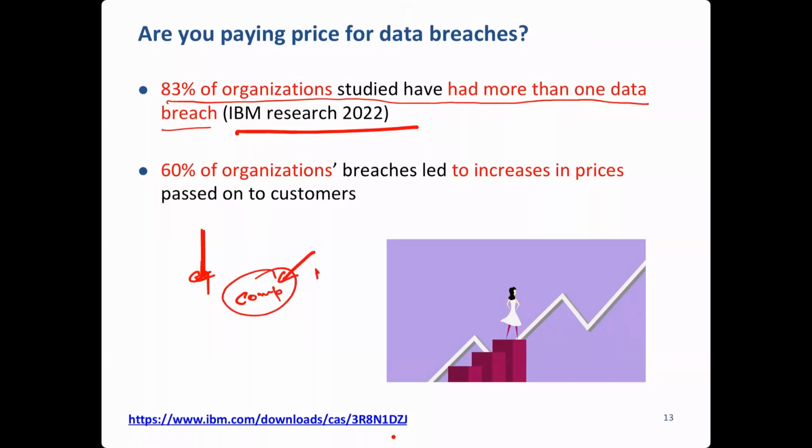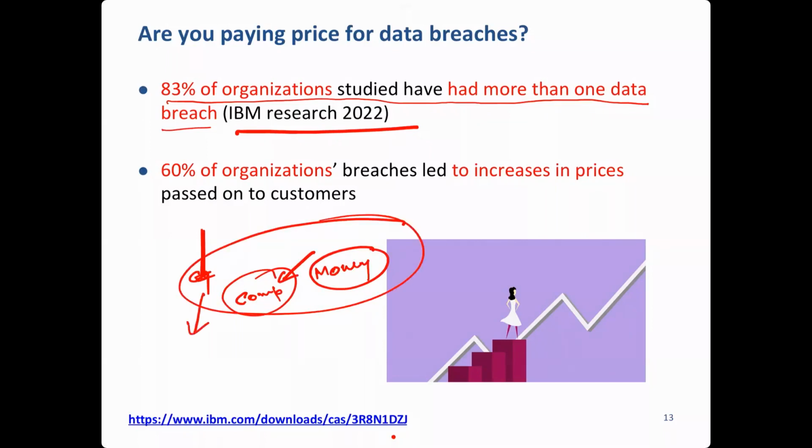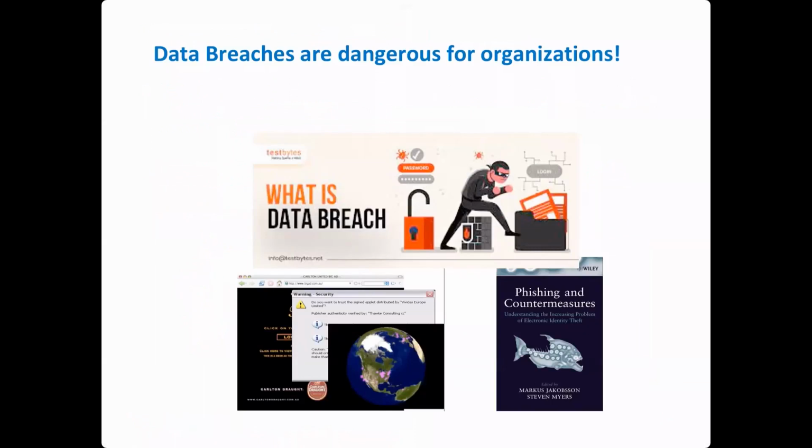You spend some money. Why should you spend some money? If it's ransomware, you pay the people, and you hire a third party to clean it up and all that. So there is a lot of cost involved in handling a data breach. And who will pay for that? Your company. You will not pay it from your pocket. Ultimately, costs go to customers. So 60% of organizations have increased prices, passed on to customers. So a data breach is very dangerous for an organization.